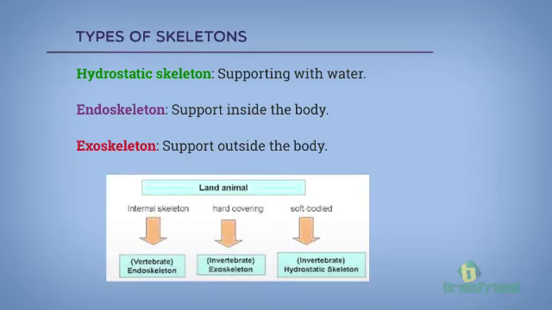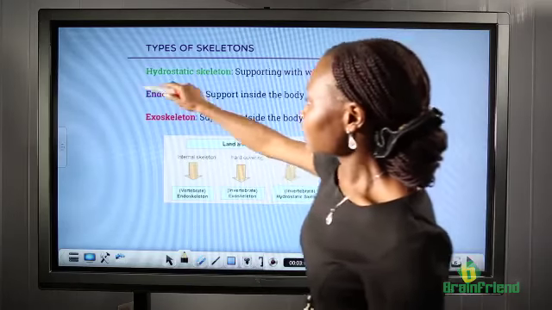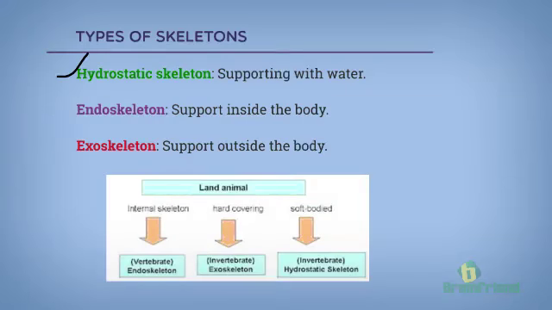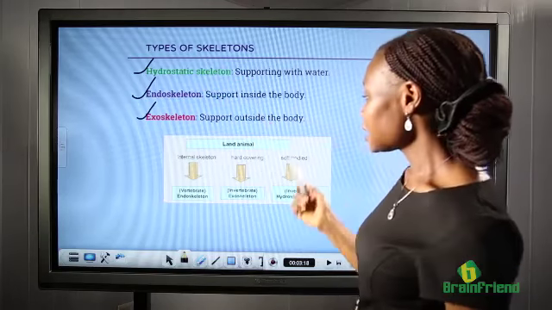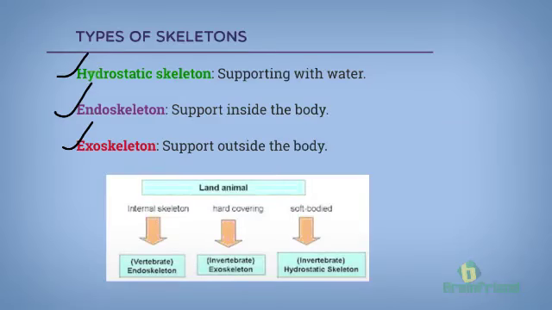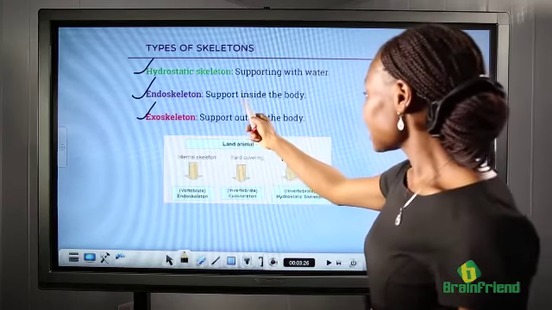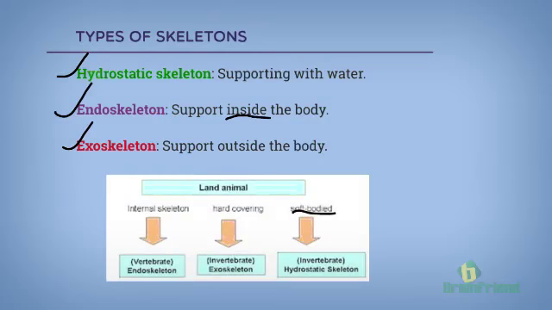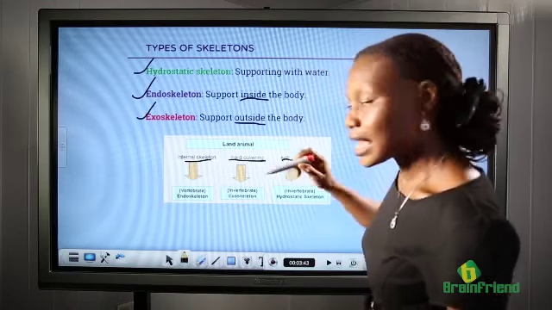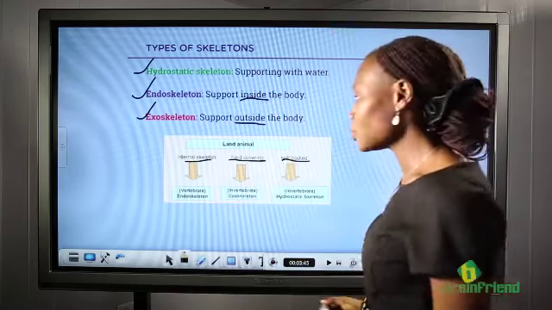There are three types of skeleton: the hydrostatic skeleton, the endoskeleton, and the exoskeleton. The hydrostatic skeleton is that support with water. It is found in soft-bodied animals, while the endoskeleton is the support inside the body. It is found within as an internal skeleton, while the exoskeleton is the support outside the body. Usually it's a hard covering found outside the body.